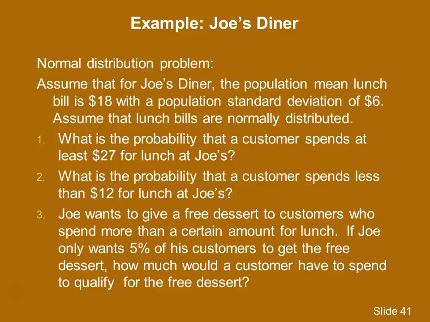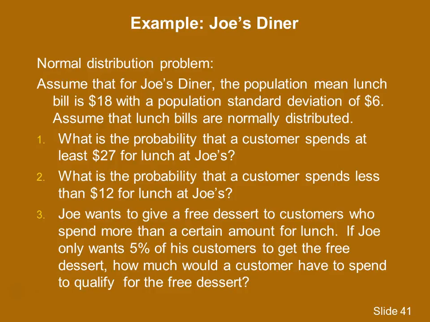What is the probability that a customer spends at least $27 for lunch at Joe's? What's the probability that a customer spends less than $12? And Joe wants to give a free dessert to customers who spend more than a certain amount for lunch. If Joe only wants 5% of his customers to get the free dessert, how much would you have to spend in order to qualify for the free dessert?